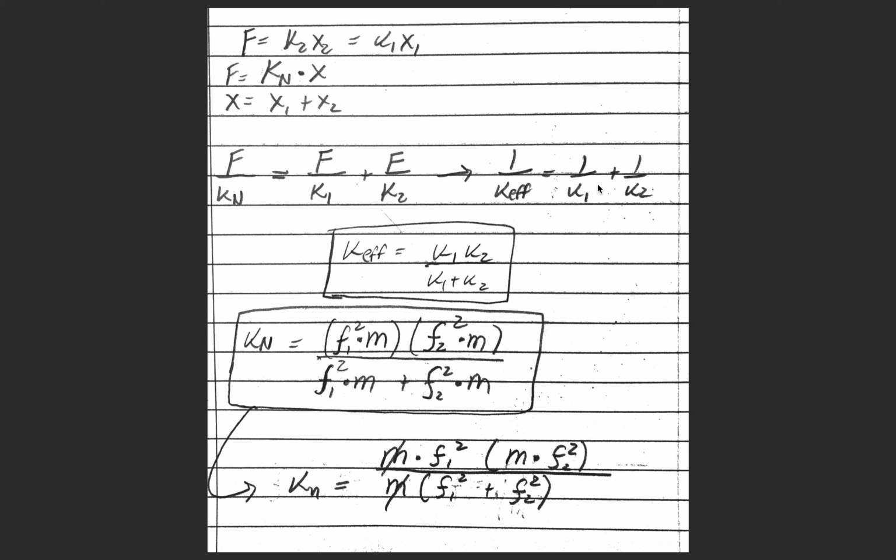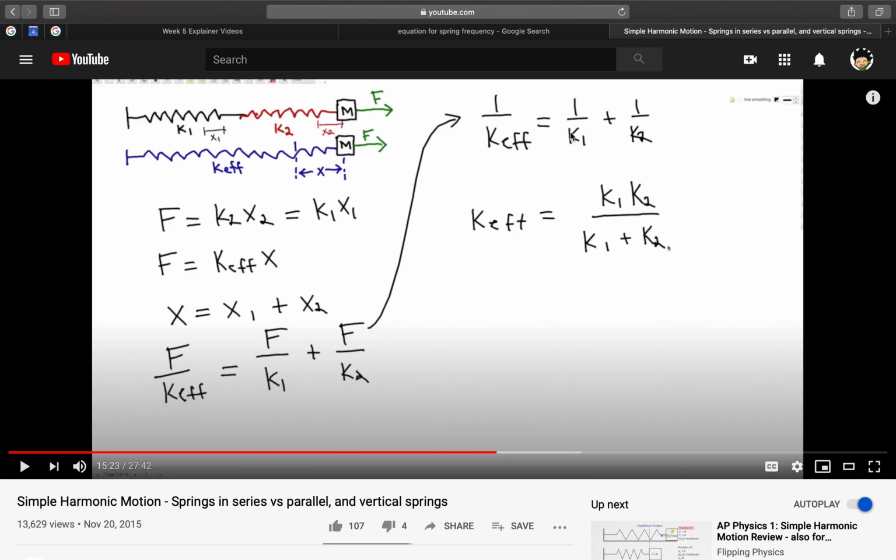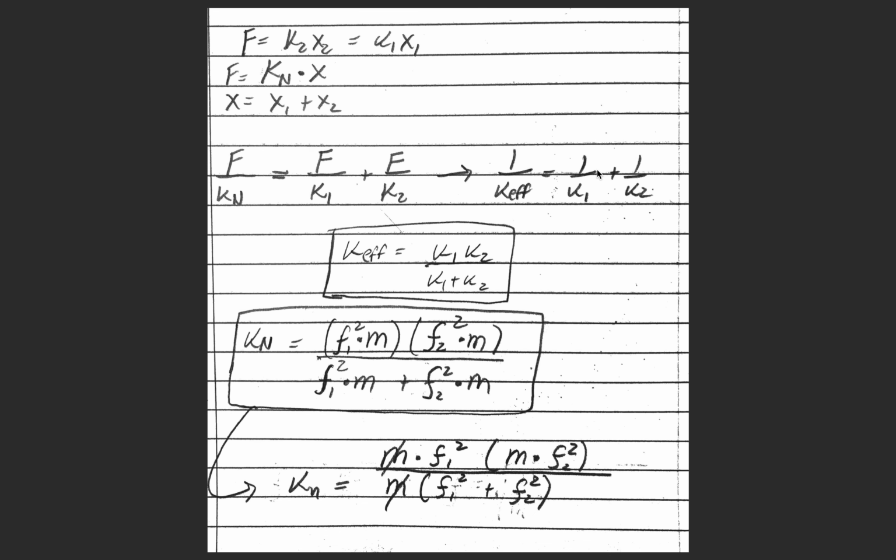And then from here, I kind of got stuck and I had no idea how to simplify this. So then I went on YouTube and I found a similar example right here. And he basically just combined them to look like this. I'm pretty sure I could have done it, but my algebra sucks. So anyway, K effective is what he called it. And then we're just going to do K1 times K2 over K1 plus K2.